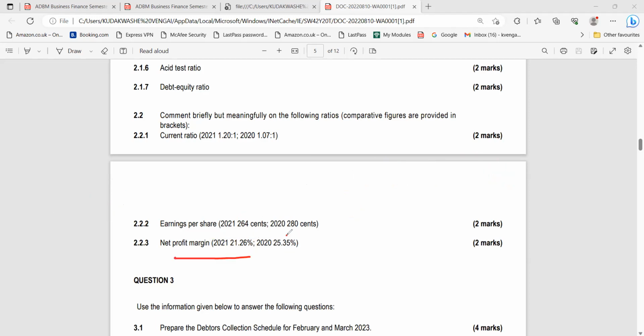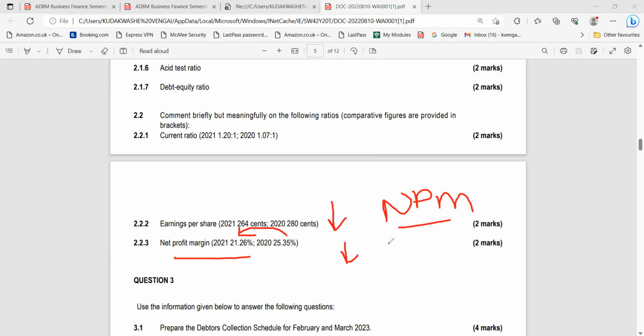Net profit margin, 25% to 21%. So again, there is a decline in the net profit margin, NPM, right? So we can highlight under our trend analysis that there's a decline in the NPM. Then under our comparative analysis, we are not given here anything to compare against, but we can maybe talk about how this can be improved by the company.